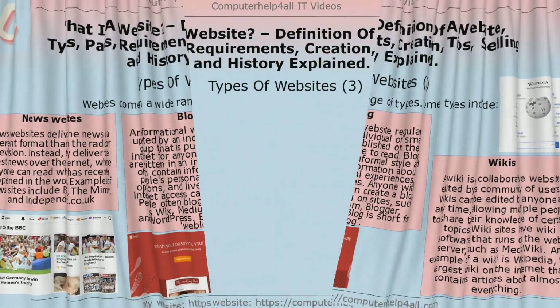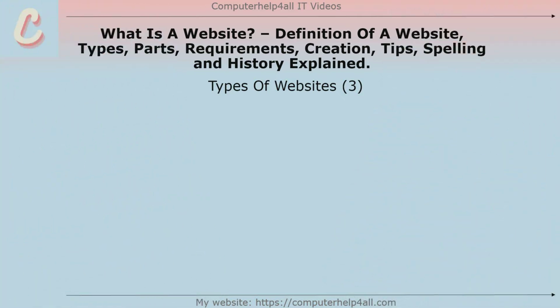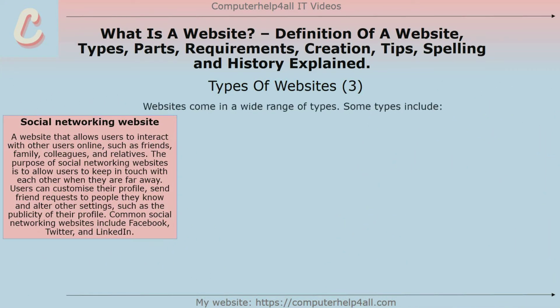Social networking website. A website that allows users to interact with other users online, such as friends, family, colleagues, and relatives. The purpose of social networking websites is to allow users to keep in touch with each other when they are far away. Users can customize their profile, send friend requests to people they know and alter other settings, such as the publicity of their profile. Common social networking websites include Facebook, Twitter, and LinkedIn.